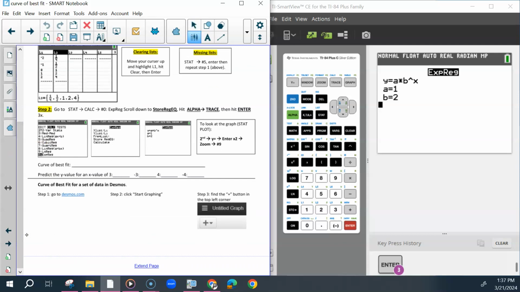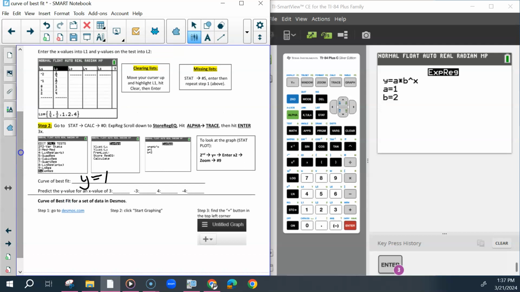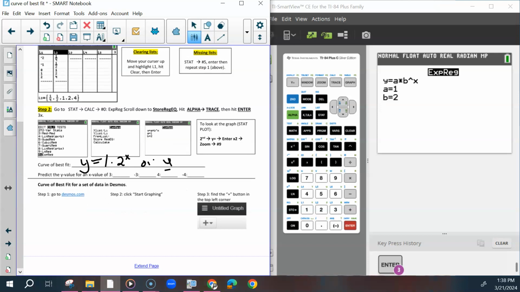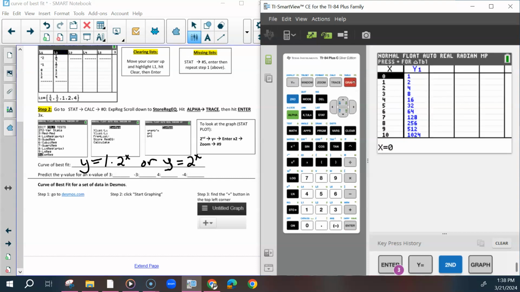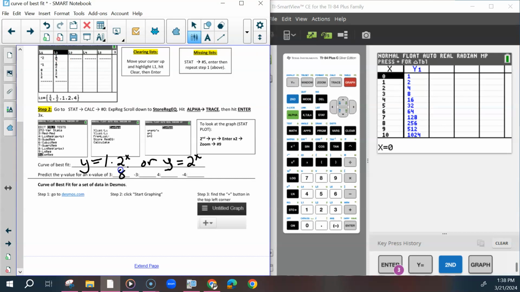So when we write our curve of best fit, that would be y equals 1 times 2 to the x, or you can just write y equals 2 to the x. Then we want to predict the y value for some different x values. Because I stored this, if I go into y equals, my equation is there, so I can go into the table and look for these values. When x is 3, y is 8. When x is 4, y is 16.